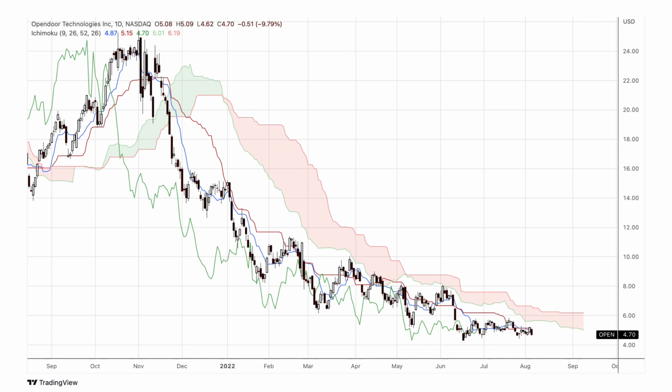This chart of Open Door Technologies shows a strong downtrend. Price trends below its Kumo and is unable to break above the Kijun-sen line.